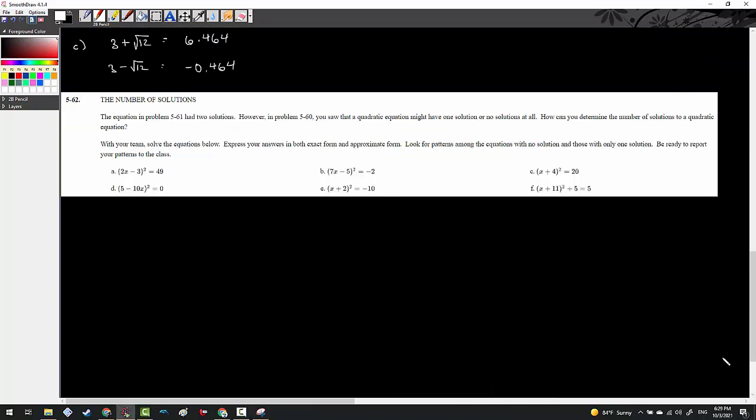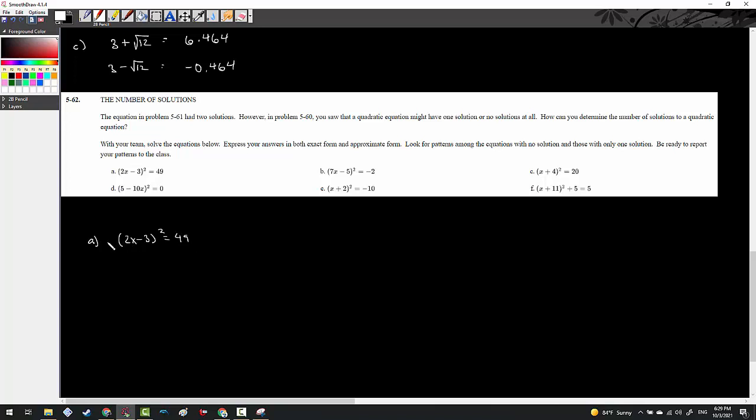So in 5-62, it talks about the number of solutions, and sometimes you have two solutions, sometimes you have one solution, sometimes you have no solutions. Let's see if we can find out a pattern of when that happens. So in part A here, we're looking at 2x minus 3 squared is equal to 49.